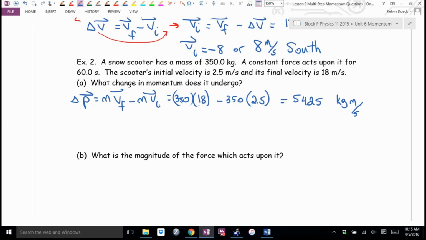Courtney, what does B want me to find? Don't say magnitude. Force. What did I find in part A? You know what would be cool? If there was a version of impulse, of change of momentum, that had a force in it. Is there? This one. That's also another way.